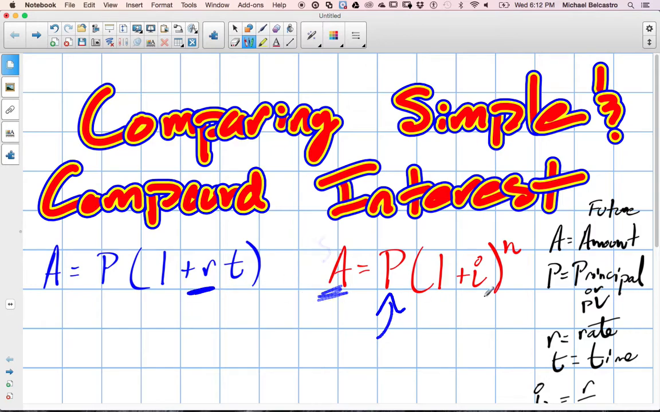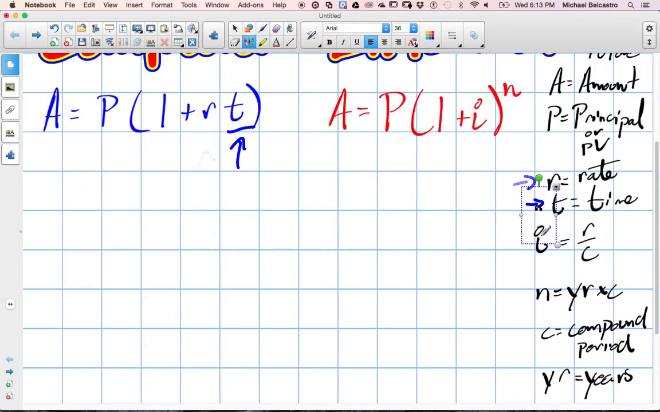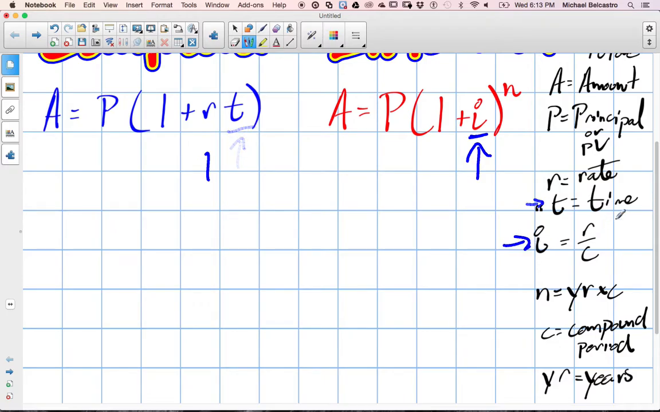Now R is in both formulas, but R is within the formula for I. In simple interest, it's just the interest rate, and T stands for time, which makes a lot of sense. I is the compound interest rate, so you have to take the interest rate and divide by the compound period. And N is the number of periods, so you have to multiply the compound period by years. C is the compound period, Y is years. Ton of variables, okay? But we'll try to simplify everything here.